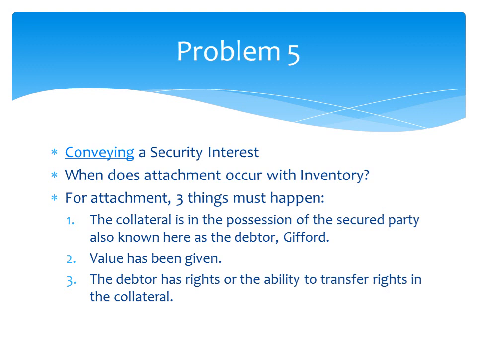In this case, yes. Has value been given? Certainly. Once the clothing passes to Gifford, value has been given because there is value in the clothing and apparel that was delivered by Lombard. And 3, does the debtor have the rights or the ability to transfer rights in the collateral? In this case, Gifford holds this clothing, or Belks, or whoever you want to talk about, and they have the right or the ability to transfer rights in the collateral, which means that they have the ability to sell that clothing. So even though they haven't paid for it yet, they have possession of it and they have the right to sell it.